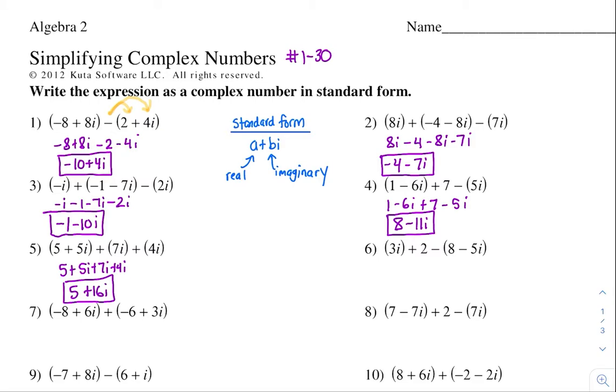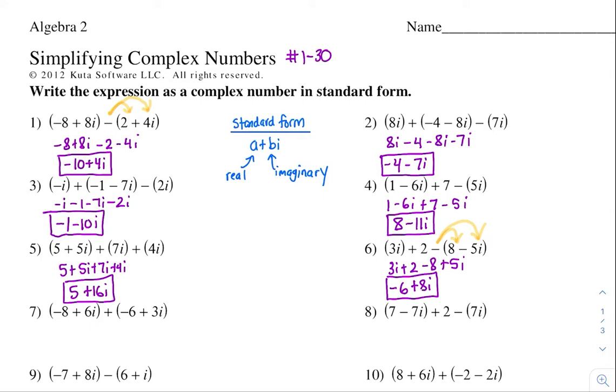Okay, number 6. I see we need to distribute this negative to both. So we do that. Okay, so we have 3i plus 2. Okay, distribute the negative to both. So negative times an 8 is a negative 8. Negative times a negative 5i is a positive 5i. So now, real numbers in the front and imaginary in the back. So 2 minus 8, that's negative 6. 3i plus 5i is plus 8i. And there's standard form. Real number in the front, imaginary in the back.